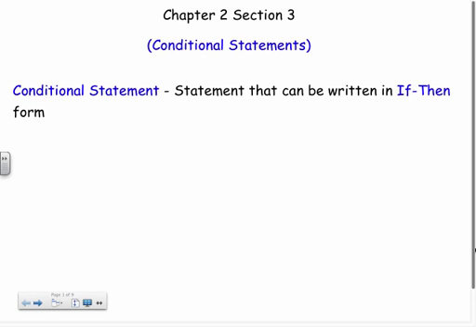Get ready for your mind to be blown when we get into conditional statements today. Okay? There's a lot of stuff coming at you. It's kind of fun stuff. It's pretty interesting. So let's get after it here. So conditional statements: a statement that can be written in the if-then.